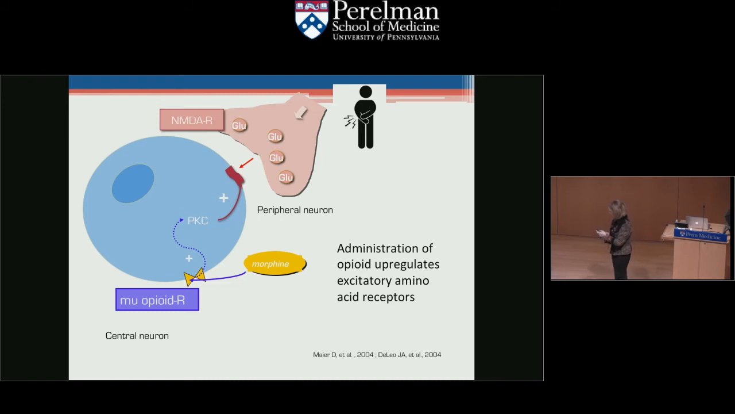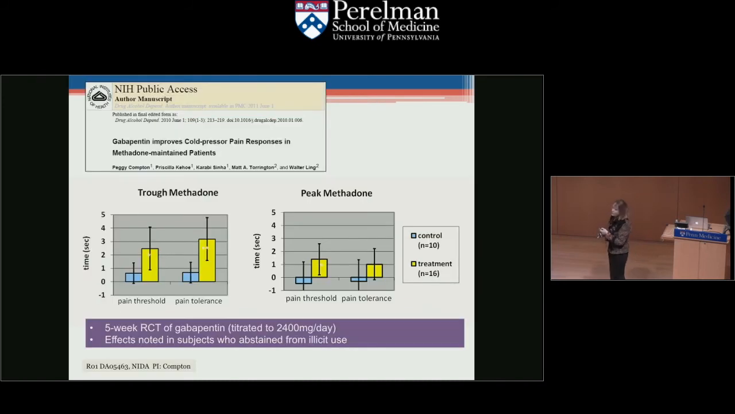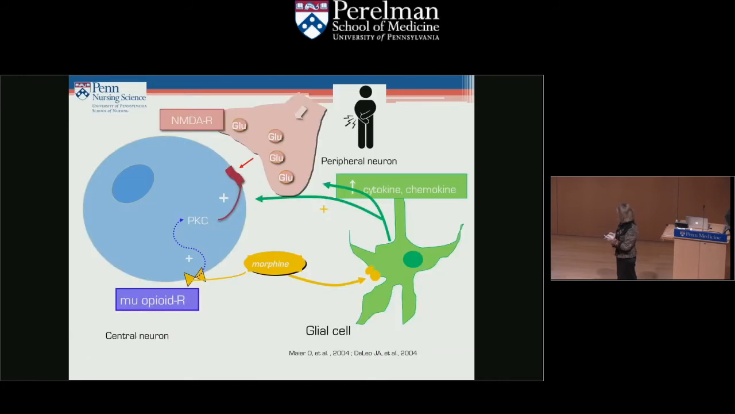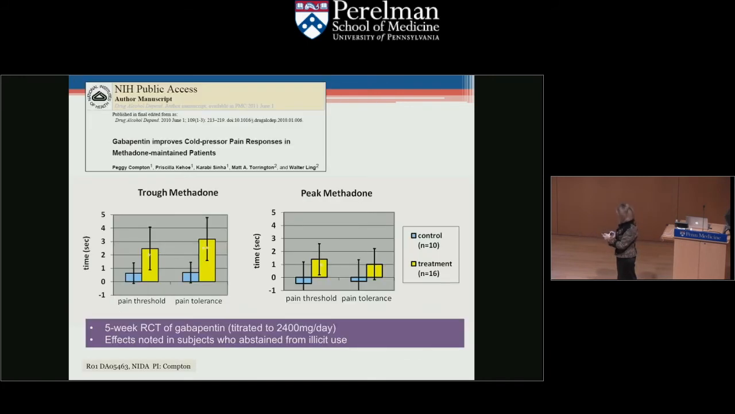And so one of the things that we did in the clinical trial was to look at the effect of gabapentin, which is the inhibitory, kind of the opposite of glutamate, the inhibitory primary neurotransmitter in the brain. We gave gabapentin to patients who had opioid-induced hyperalgesia. These are patients on methadone, and when we gave gabapentin, it essentially improved pain tolerance and pain threshold in patients both at trough methadone levels and peak methadone levels.